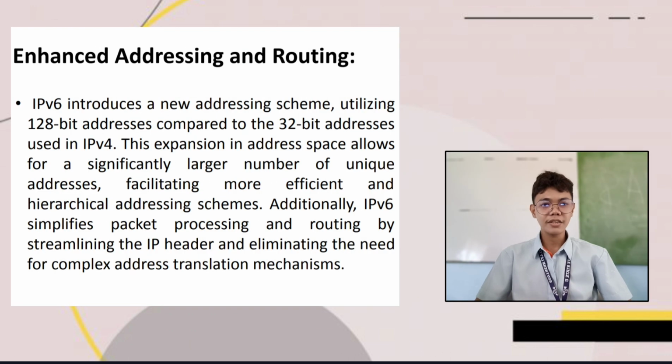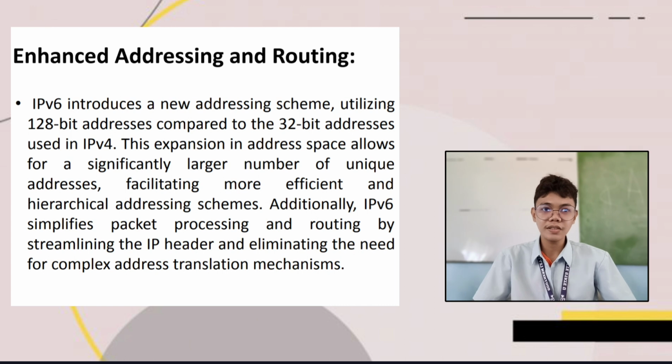Enhanced addressing and routing. IPv6 introduced a new addressing scheme utilizing 128-bit addresses compared to the 32-bit addresses used in IPv4. This expansion in address space allows for a significantly larger number of unique addresses, facilitating a more efficient and hierarchical addressing scheme. Additionally, IPv6 simplifies packet processing and routing by streamlining the IP header and eliminating the need for complex address translation mechanisms.